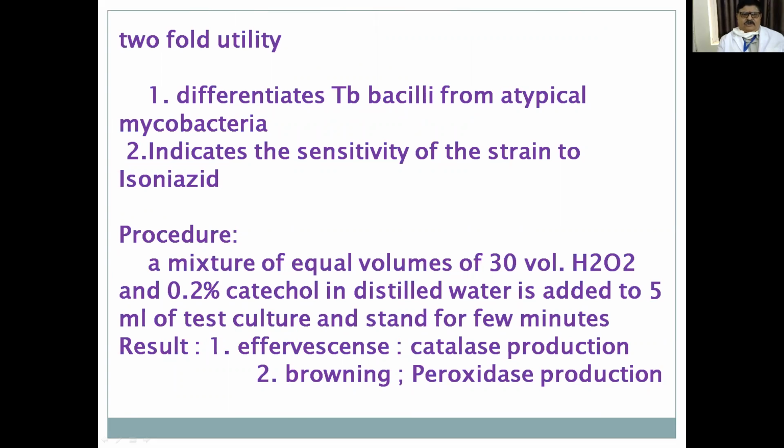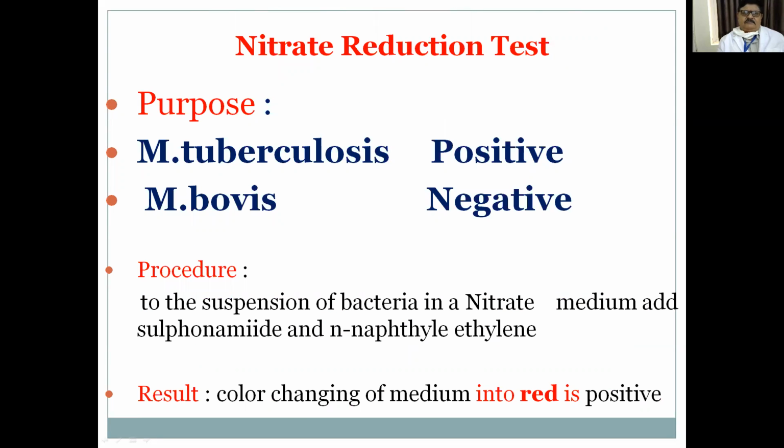Okay, don't go into much detail about this, like how to do the test and all. It's only for completion's sake. I am giving it here. And coming to nitrate reduction, Mycobacterium tuberculosis is positive, whereas Mycobacterium bovis is negative.